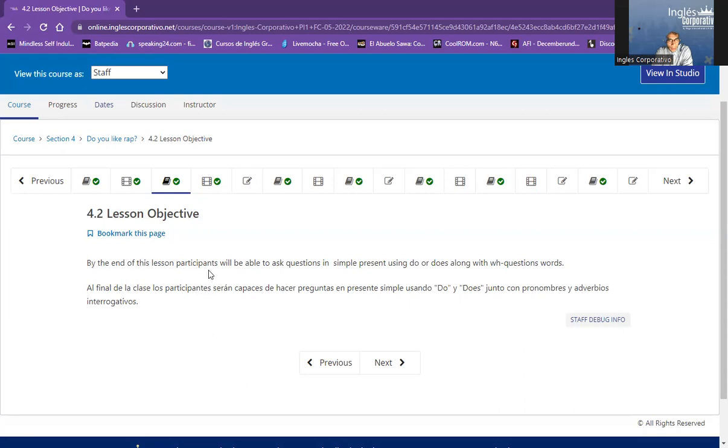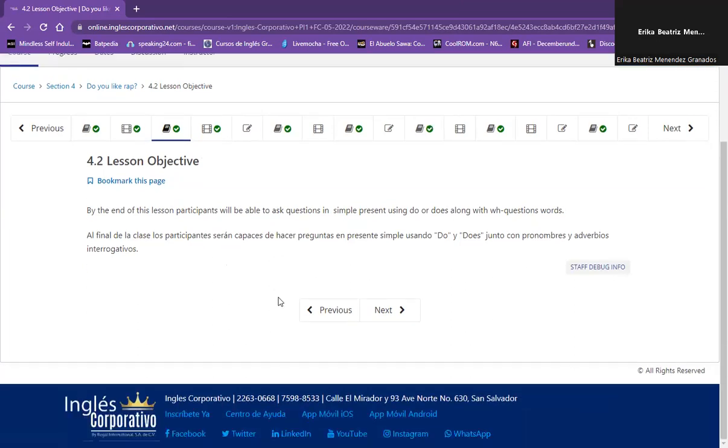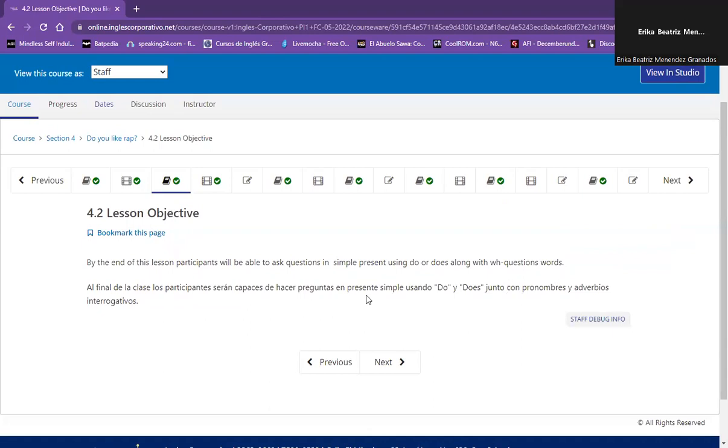By the end of this lesson, participants will be able to ask questions in simple present using do or does along with WH question words. As we remember, guys, the WH questions are what, where, when, how, why, and which. Today, we will continue and we will learn how to make that kind of question with WH questions.